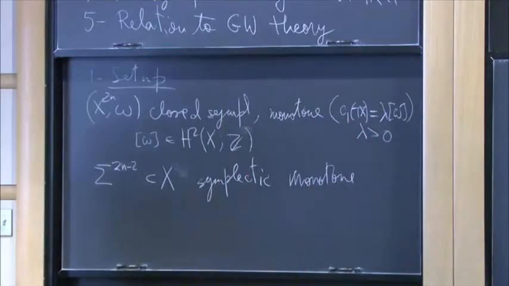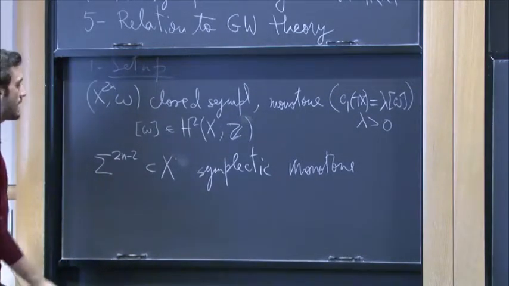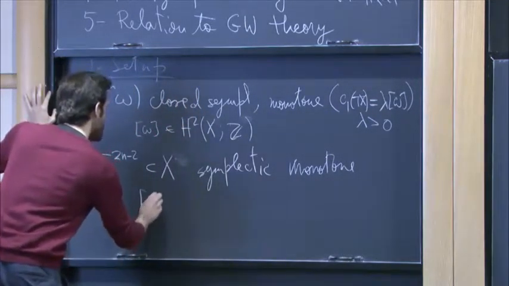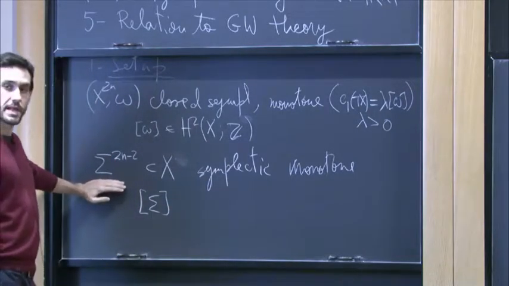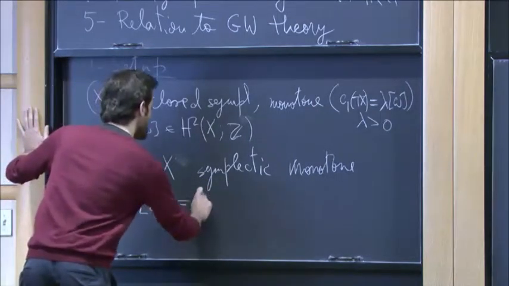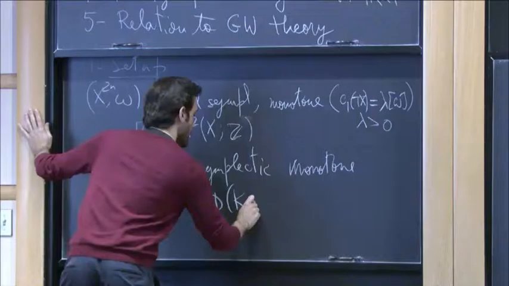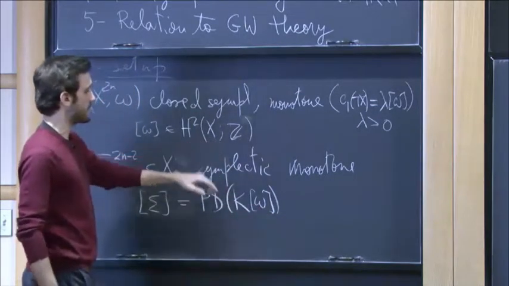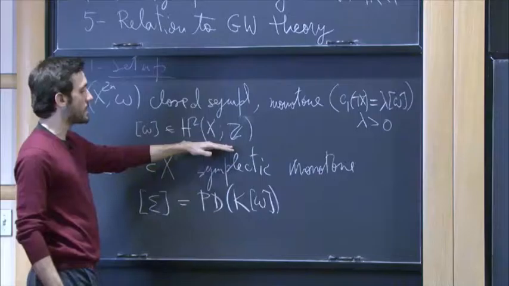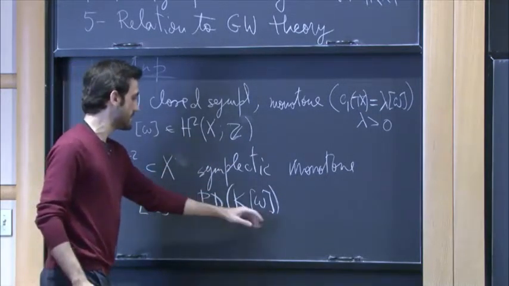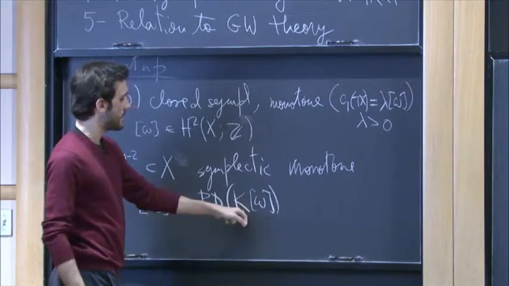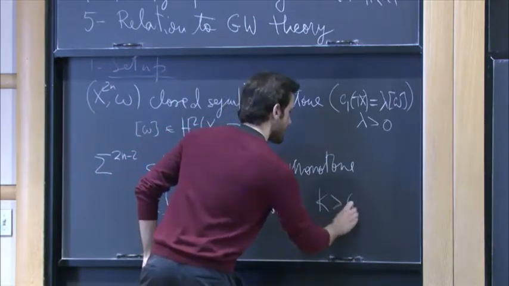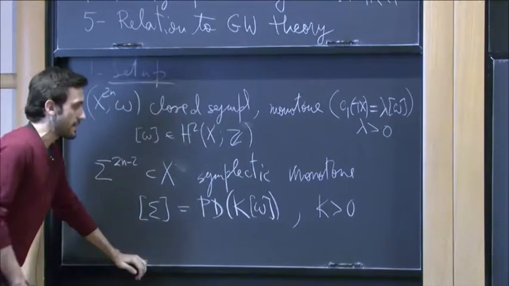I'll also make an additional assumption, that the homology class that this submanifold represents is Poincaré dual to some positive multiple of omega. My symplectic form gives me an integral cohomology class, and I require that a positive multiple of it be Poincaré dual to my symplectic divisor. So this is just some positive number. Okay, so that's my setup.